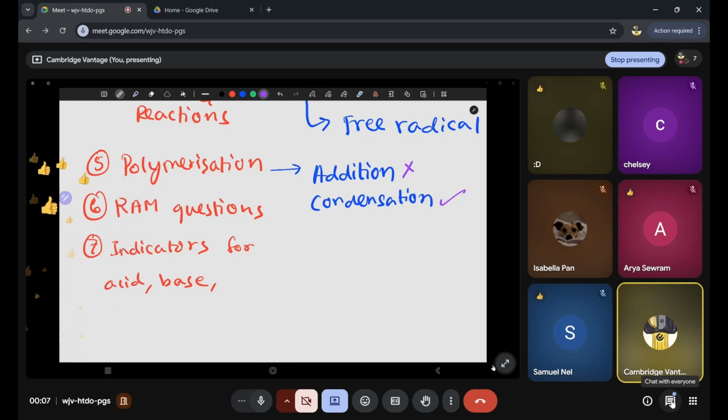Isabella, okay. And then number 7, indicators for acid and bases. Was there any other parts mentioned over here?